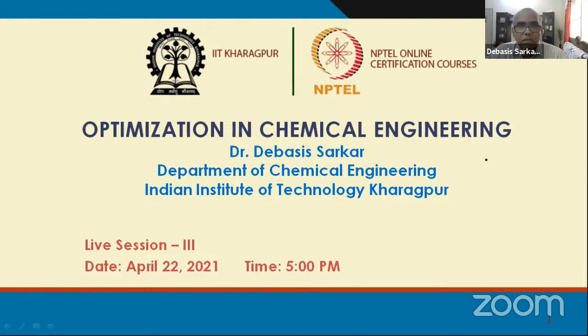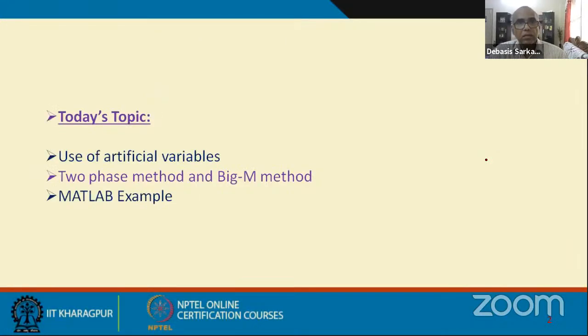Welcome to live session 3, the final live session of the course on optimization in chemical engineering. Today, based on your input on the forum, we have decided to review the use of artificial variables in case of linear programming problems. In particular, we'll talk about two methods, the two-phase method and the Big M method. We'll take examples and try to demonstrate the working of the method.